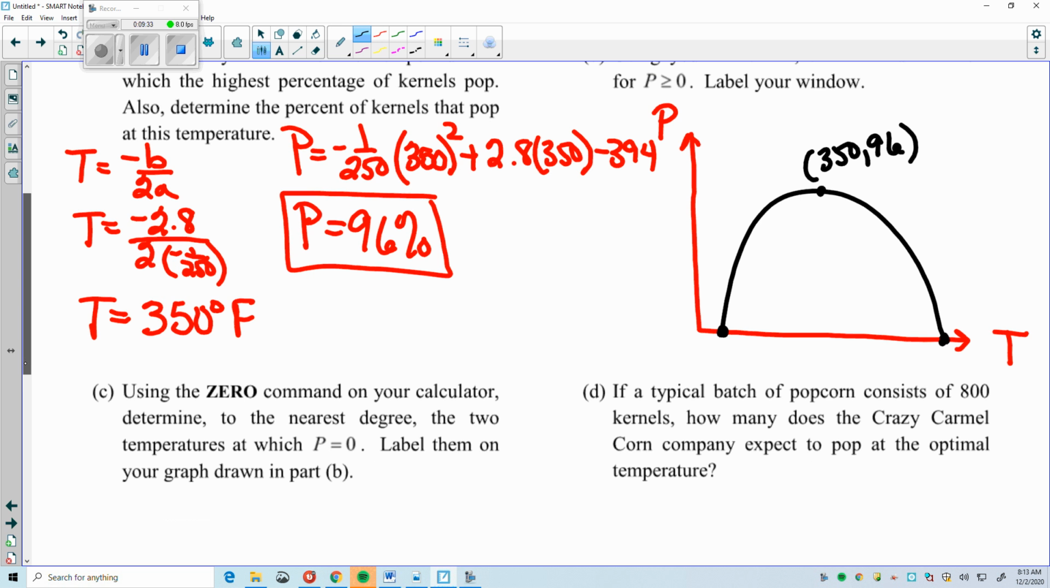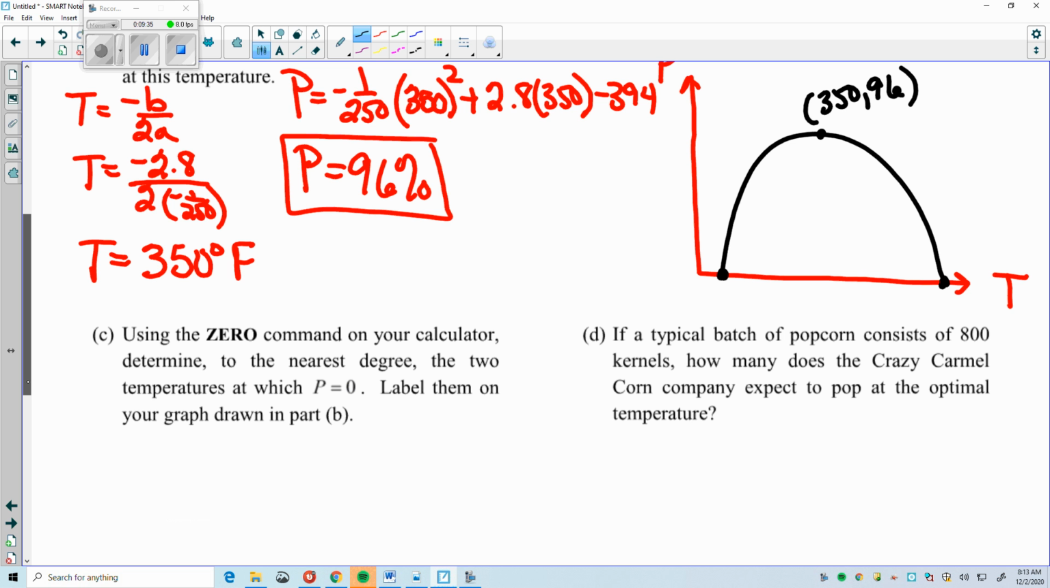So for letter C, it's saying use the 0 command on your calculator to determine, to the nearest degree, the two temperatures at which P equals 0, and label them on our graph drawn in part B.